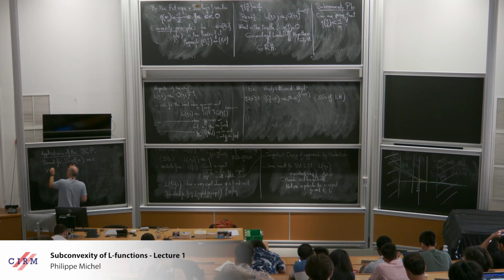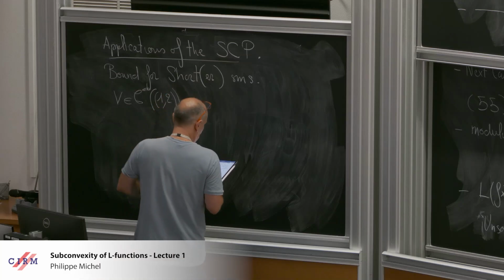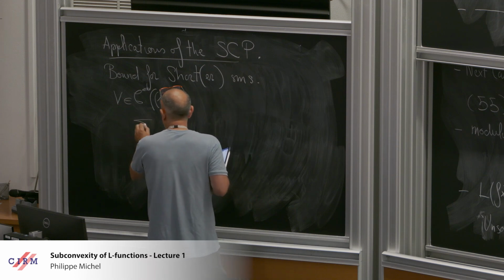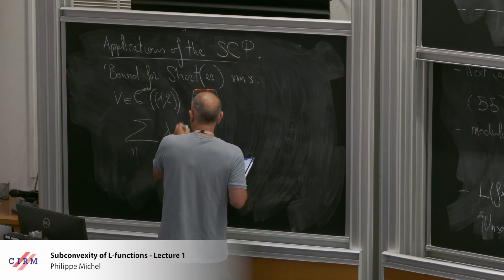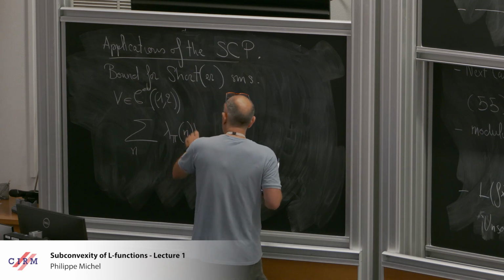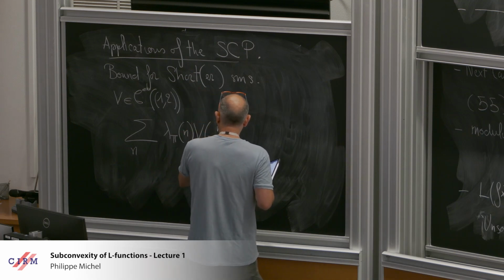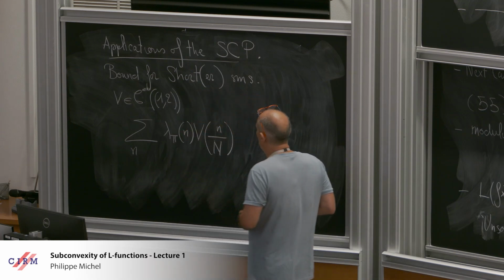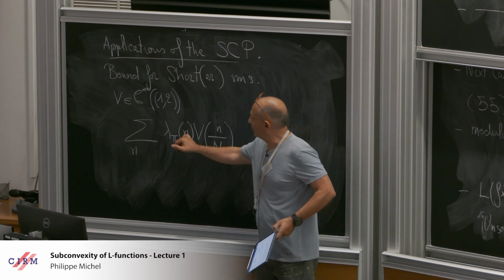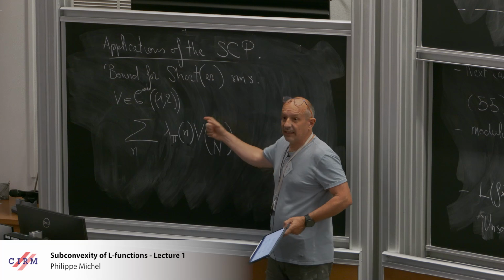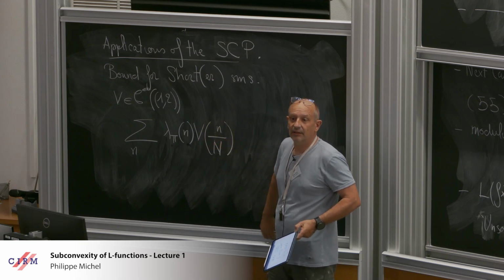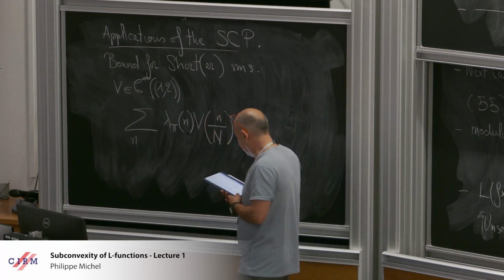Take a smooth, compactly supported function V in the interval [1, 2]. And I'm looking at the sum over n of the coefficients of my L function, λ(n) V(n/N). So I am trying to sum the coefficients of my Dirichlet series in an interval of size big N, for integers of size N.